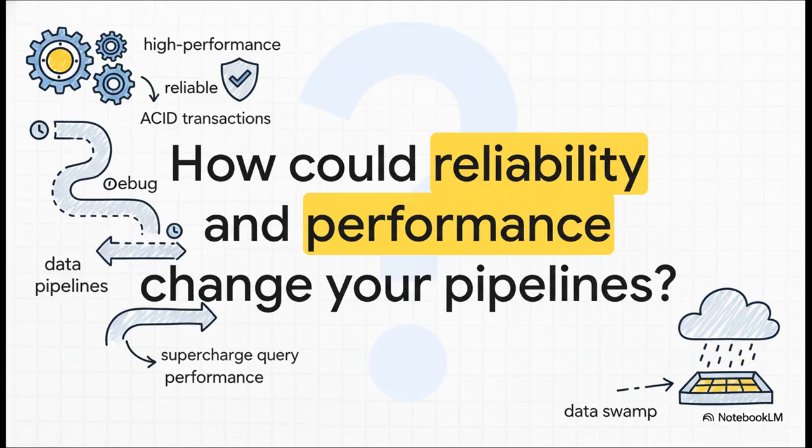So there you have it. We've gone from the chaos of a data swamp to the order of a reliable, high-performance lakehouse. You get ACID transactions, the power to rewind time, and tools to supercharge performance, all in your existing cloud storage. So the real question to leave you with is this. Thinking about your own pipelines and your own data headaches, how could these capabilities change the game for you?